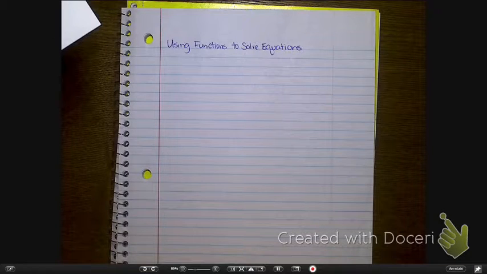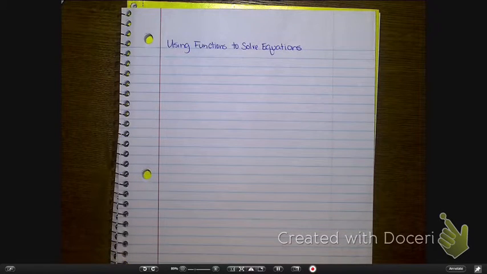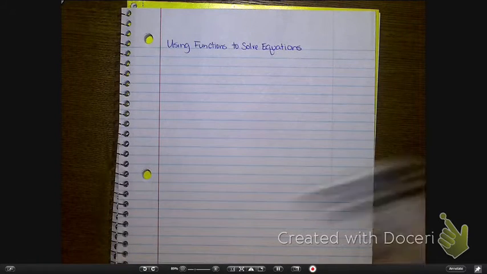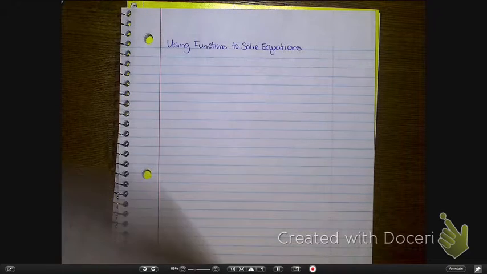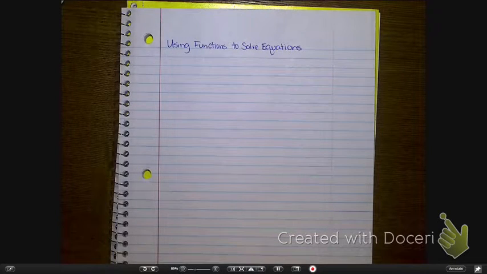Okay, so today we're going to be using functions to solve equations. What we're going to be doing is looking at two related situations and comparing them. We're going to be comparing when those two situations, which one would be better to use.